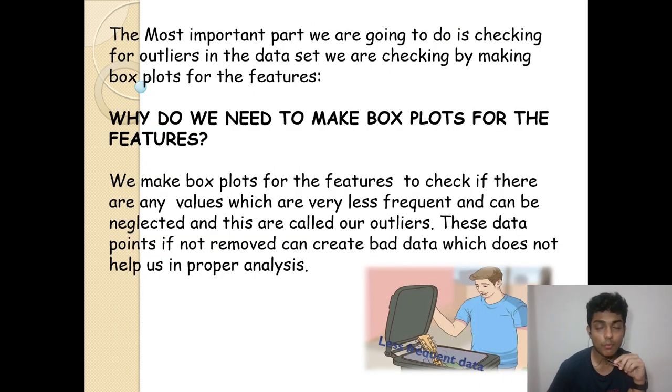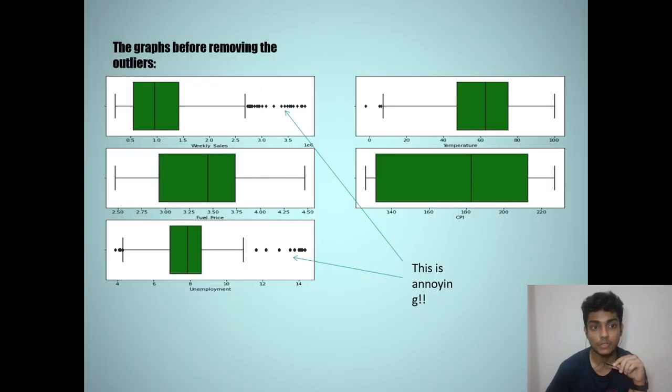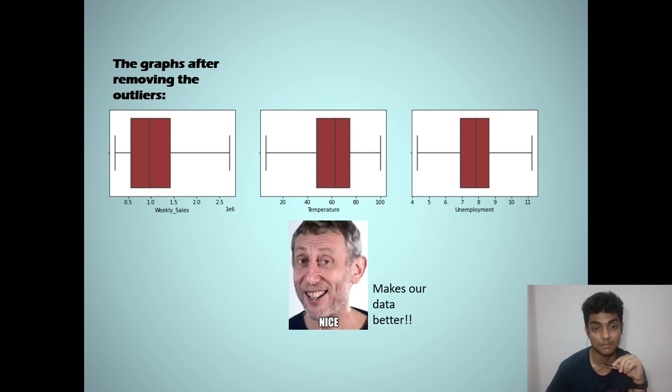Now, the most important part is to get rid of the outliers. Outliers are the most annoying thing in a dataset analysis. So we make box plots to remove them. The graphs before removing the outliers were these, where we had these outliers, which were so annoying, to be honest. So now we need to make them better. After removing the outliers, we see that the plots look so much better, and even he is happy. So this makes our data much better.